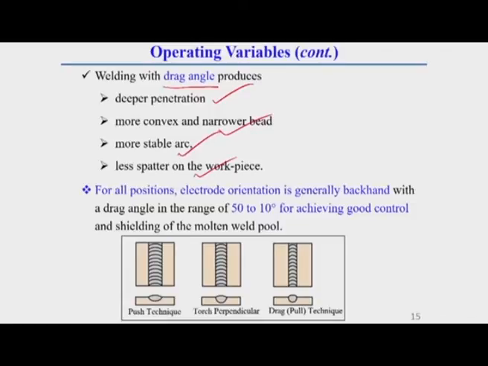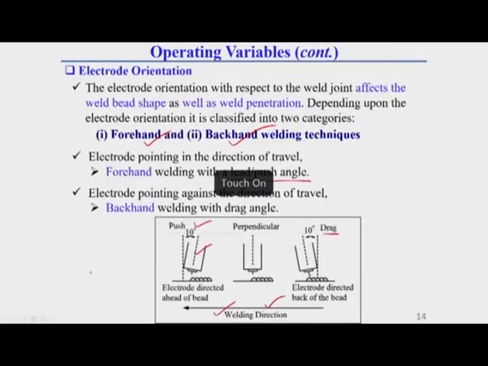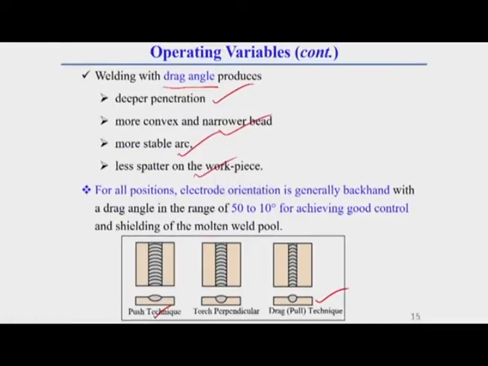This is observed in the case of backhand welding or drag angle. Why? Because here the welding torch is toward the deposited weld. So generally these important aspects we can observe once there is a drag angle in backhand welding. In the case of drag angle, we get more penetration and a narrower bead. In the case of forehand welding, you can see less penetration and a wider bead is observed, and in the case of backhand welding, generally more penetration and a narrower weld bead is observed.